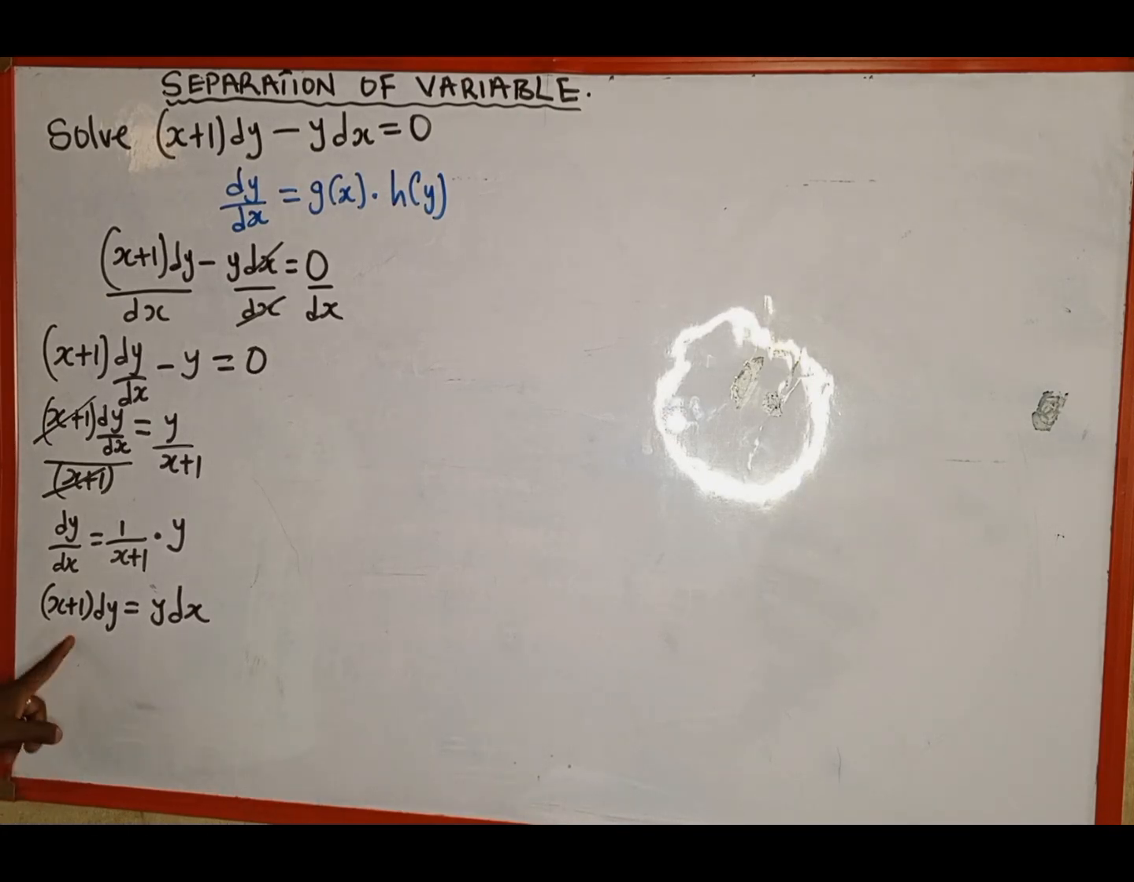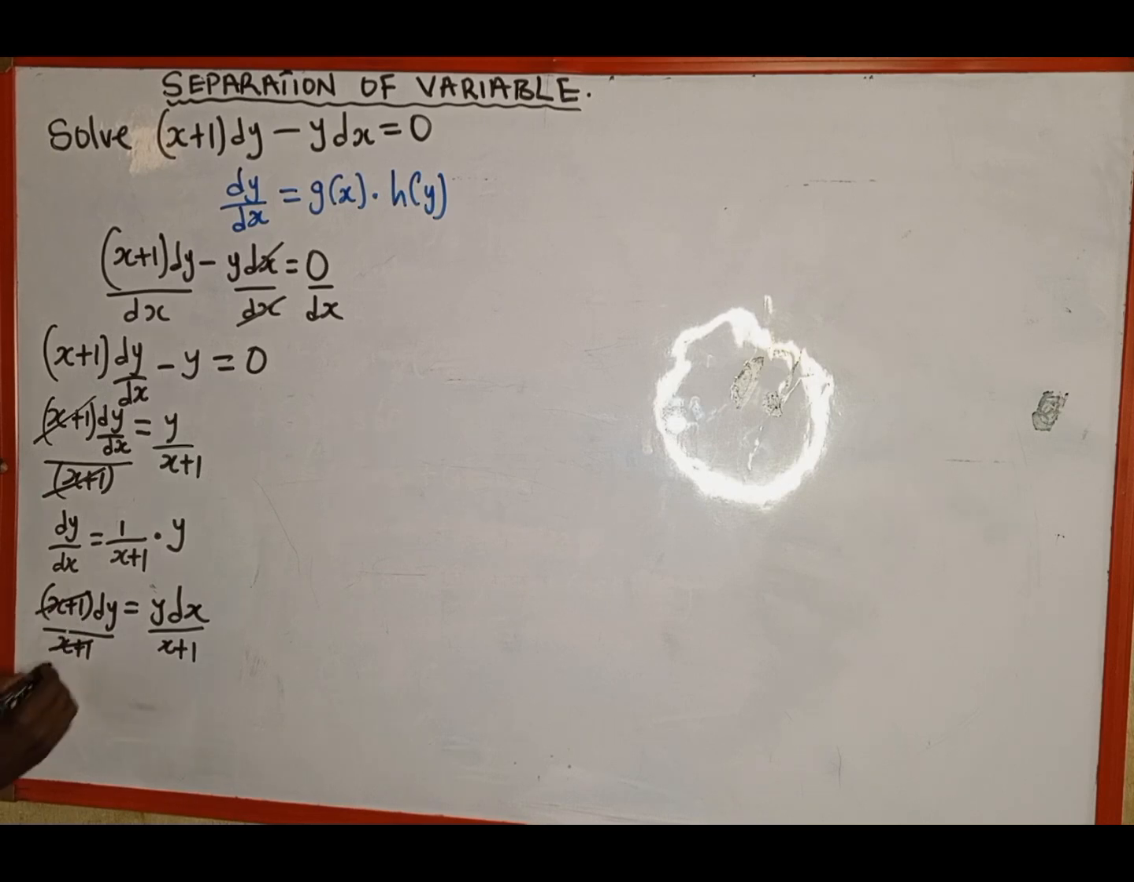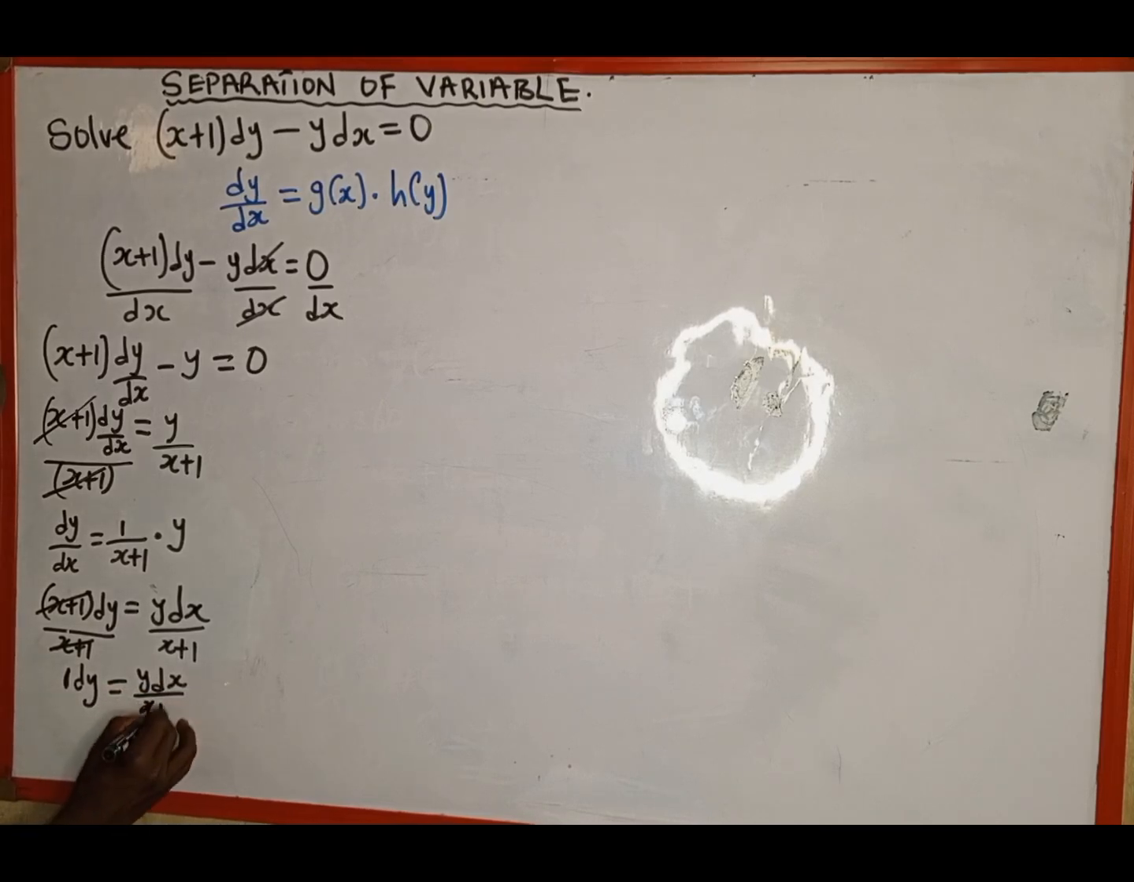So we are going to make x connect with the x and y connect with the y. How are we going to do that? The first thing to do is to divide through by x plus 1, and also divide through by y. So we have x plus 1 over x plus 1, which cancels to 1. It is going to be 1 dy, which is equal to y over x plus 1 dx. So we are going to have y dx over x plus 1.